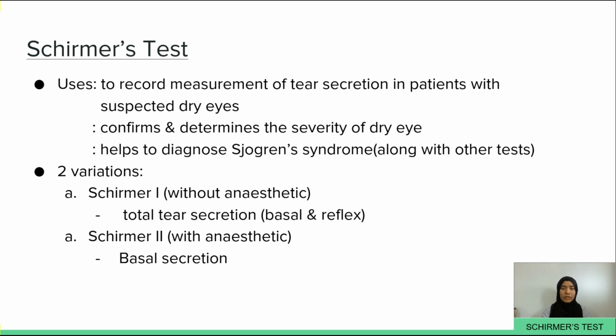There are two variations of the Schirmer test. The first one, the Schirmer 1, is done without anesthetic, and it measures the total tear secretion, both basal and reflex secretion. The second variation is the Schirmer 2, which is done with anesthetic, and it measures the basal secretion.